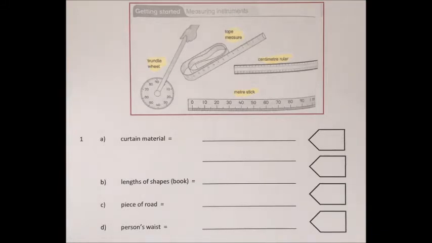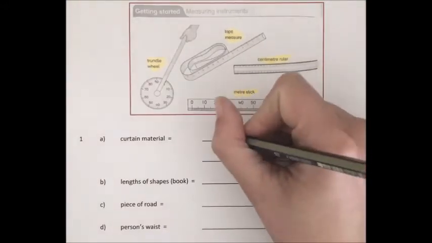But we can also say we use a tape measure, because sometimes a tape measure is stuck onto the table in order for you to measure the material. So for number A, we will have 2 answers, and you can write those answers on the 2 lines provided.